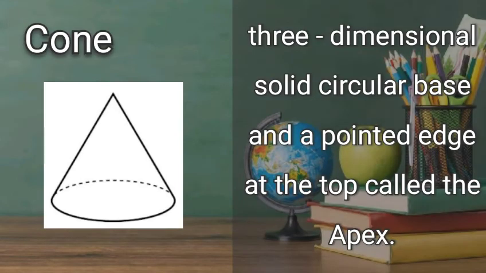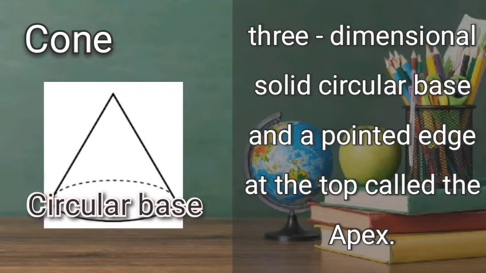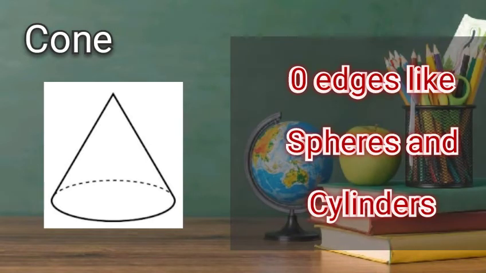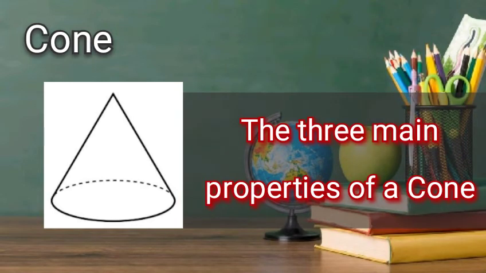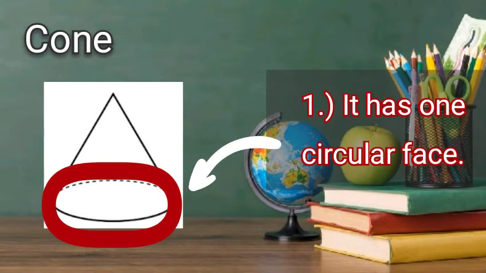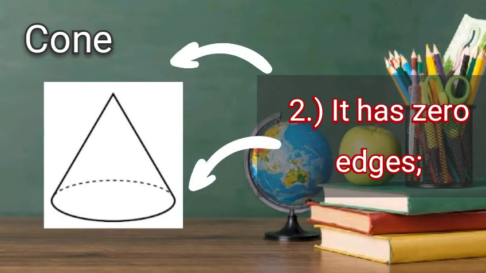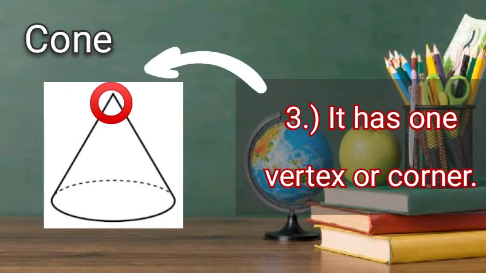A cone is a three-dimensional solid having a circular base and a pointed edge at the top called the apex. Cones do not have any edges, unlike cubes, because they do not have flat sides. The 3 main properties of a cone: the first one, it has 1 circular face. Second, it has 0 edges. The last one, it has 1 vertex or corner.